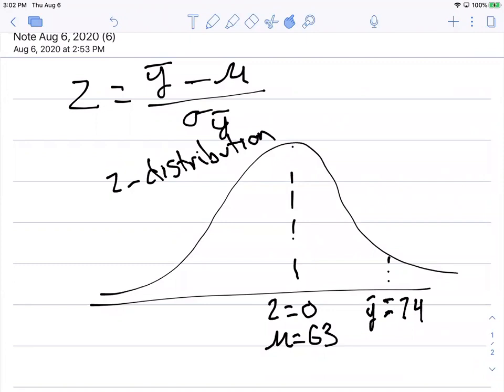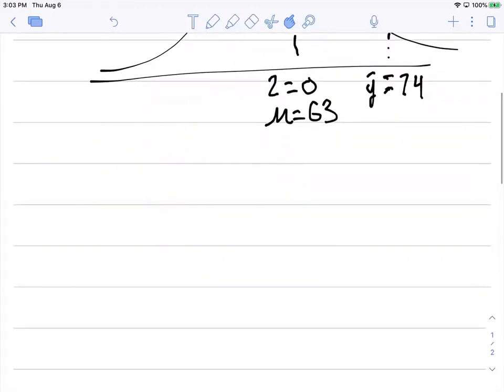So now here's the z-distribution that I've drawn here. The peak of the z-distribution is when z equals 0, and in that case, that's when our population mean is 63. Now, what we observed in our sample was a sample mean of 74 bushels per acre. So we know that we're going to get a value of z that's greater than 0. So let's calculate it for our data.